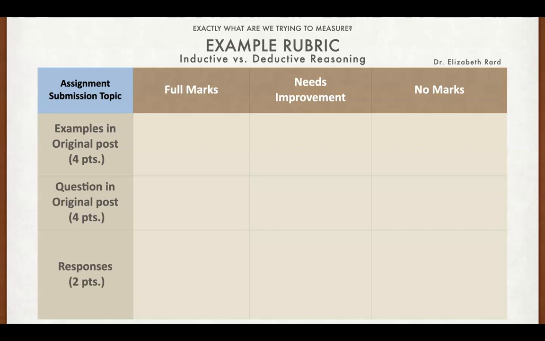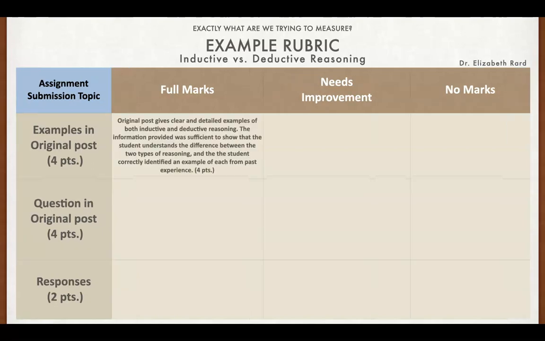Okay, and so here's how she described each one of these. The examples in the original post give clear and detailed examples of both inductive and deductive reasoning. The information provided was sufficient to show that the student understands the difference between the two types of reasoning. That was critical in the instructions. And the student correctly identified an example of each from past experience.